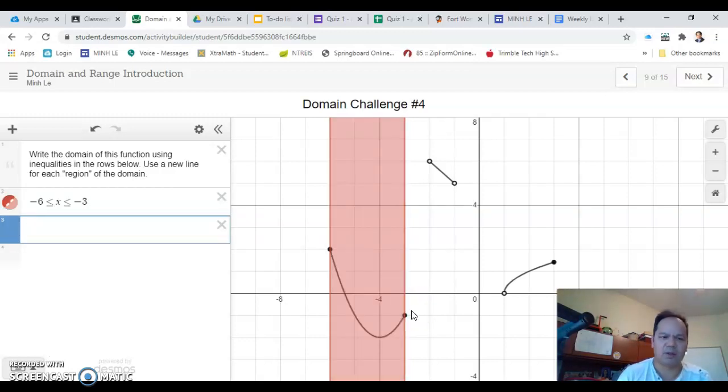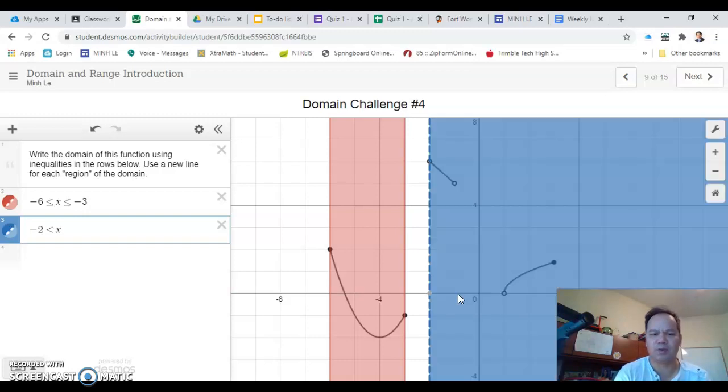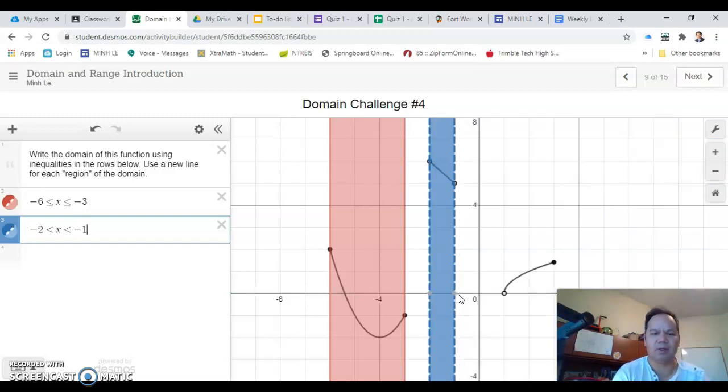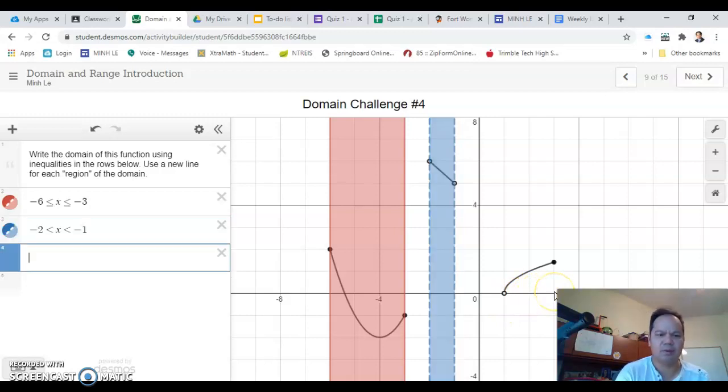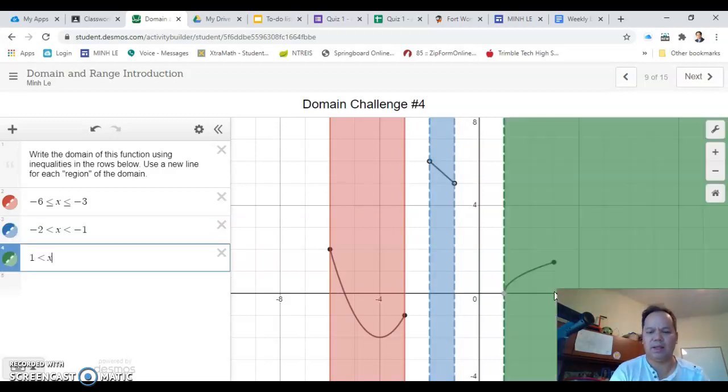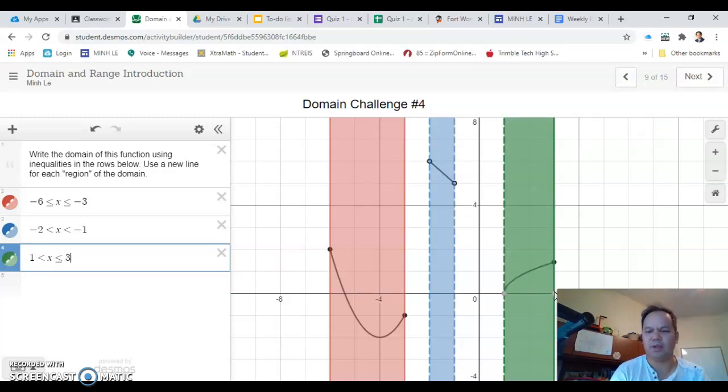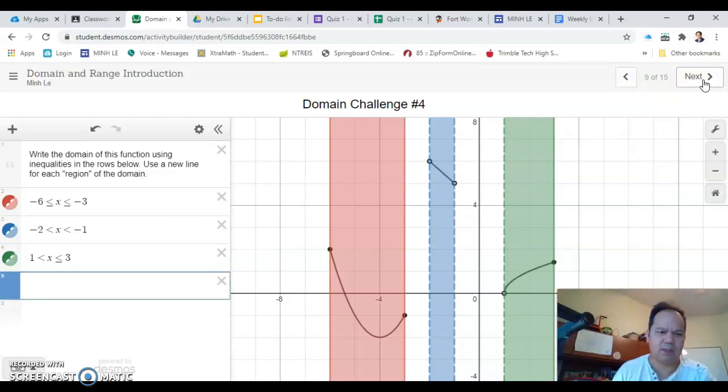Click on the bottom to go to the next interval right there. That is at -2, -1. So -2 less than only, because open circle, less than -1. Next one is 1, 2, 3. Open, solid. 1 less than x less than or equal to 3. And that's my 3 intervals for the domain.